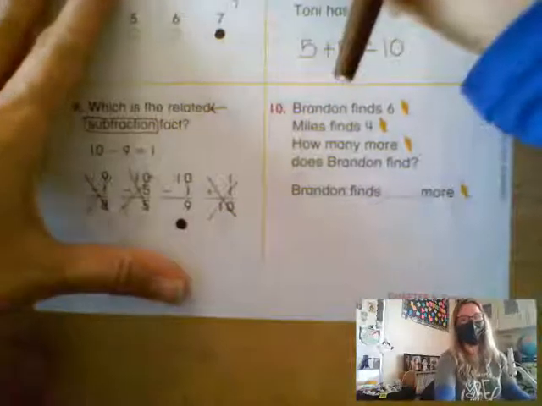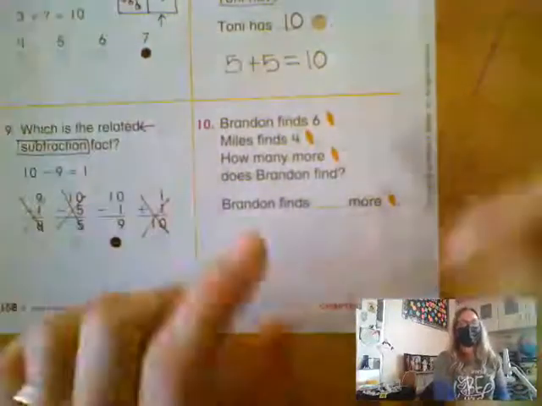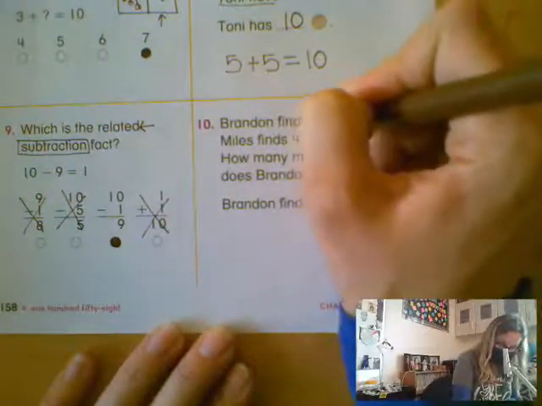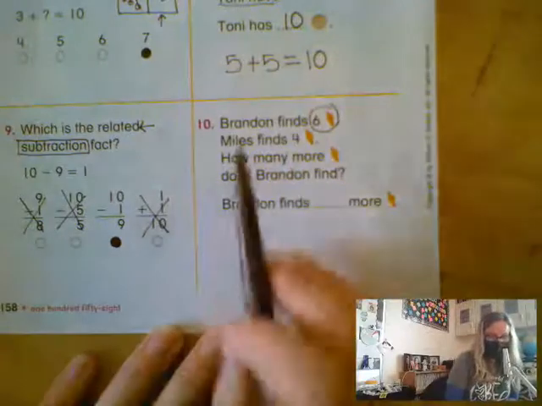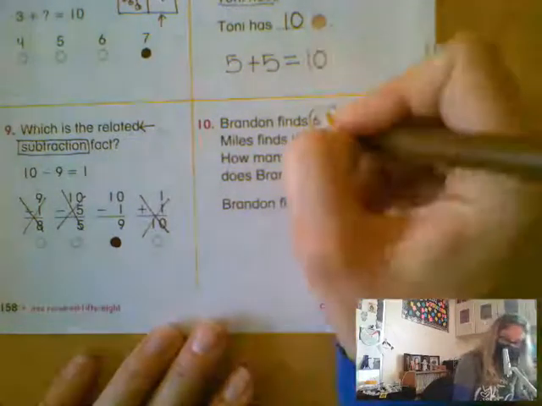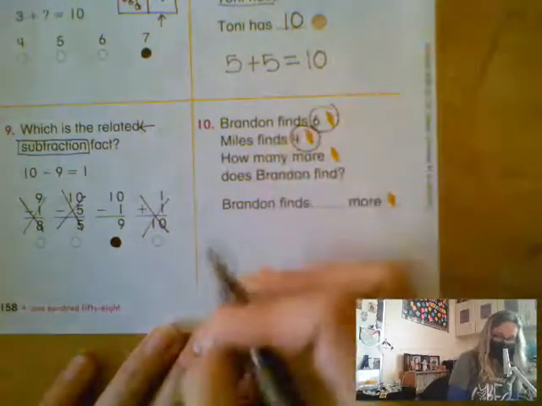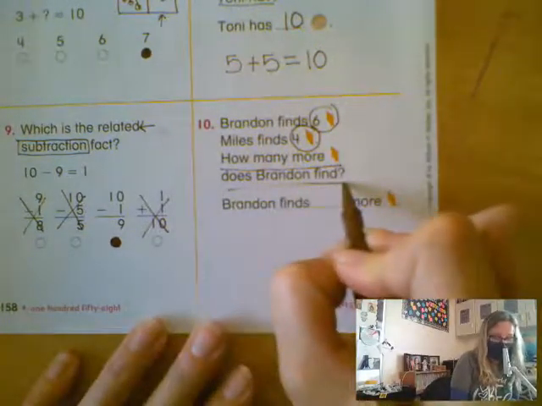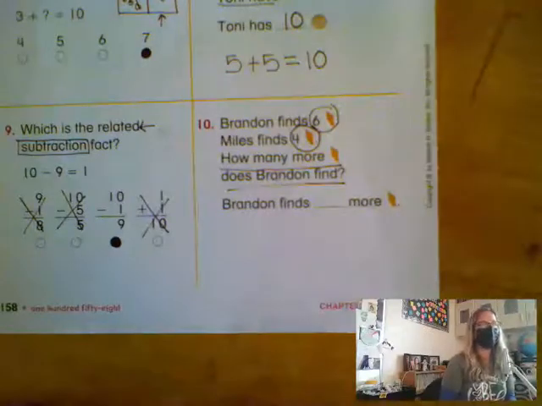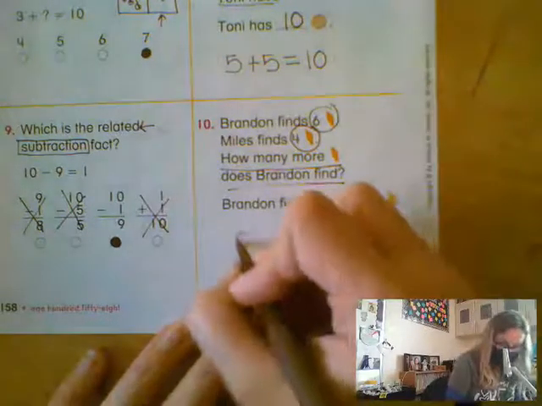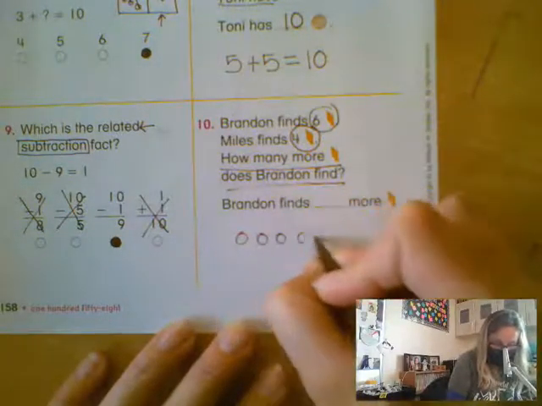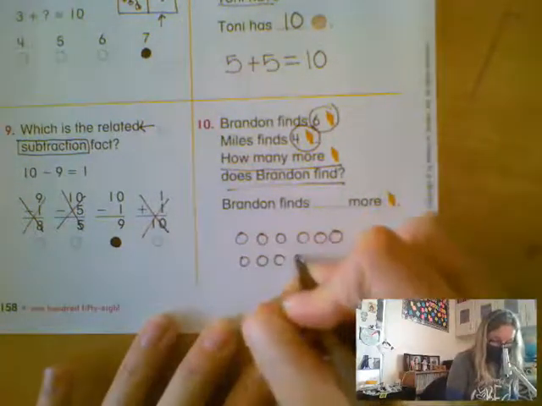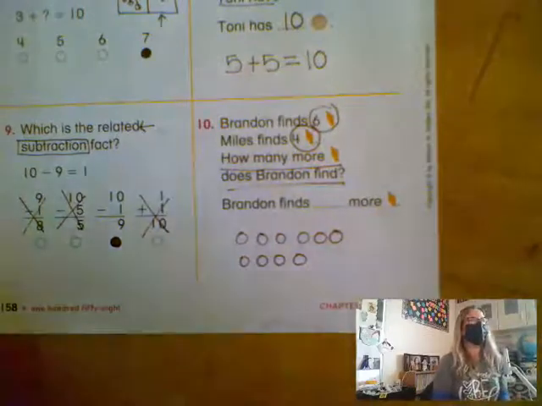All right, and now let's look at number 10. It says, Brandon finds 6 leaves. Everyone circle 6 leaves. Miles finds 4 leaves. Everyone circle 4 leaves. How many more leaves does Brandon find? So we're looking for a difference. We know that Brandon has 1, 2, 3, 4, 5, 6. And we know that Miles has 1, 2, 3, 4. So let's compare and find the difference.